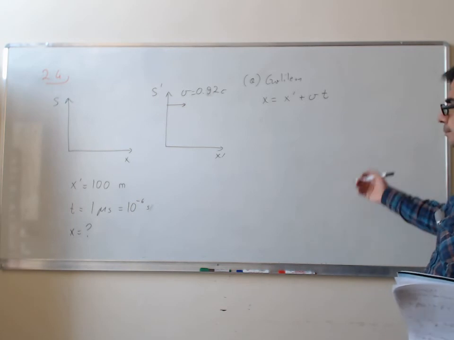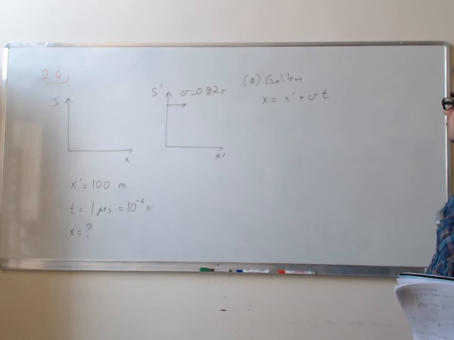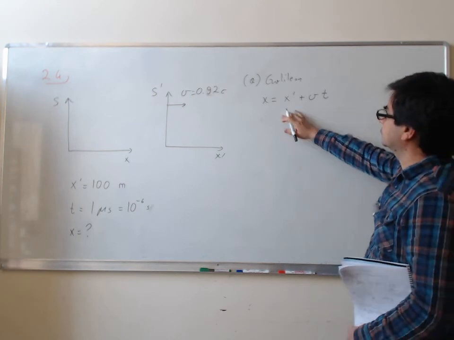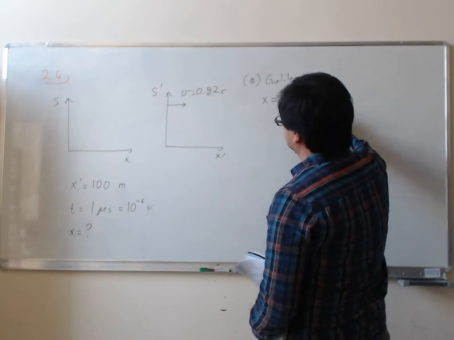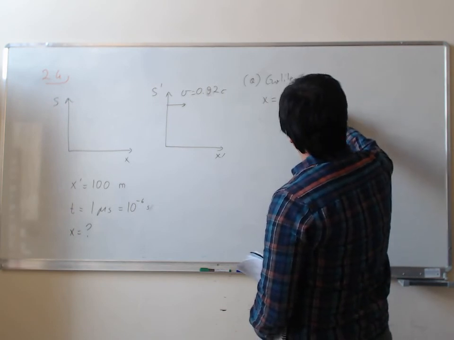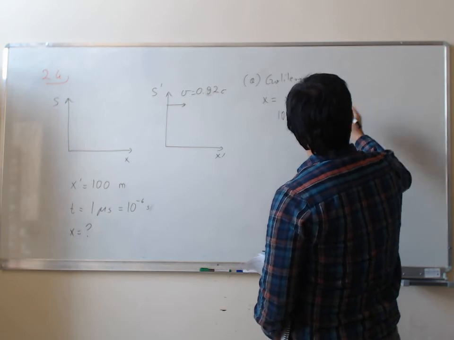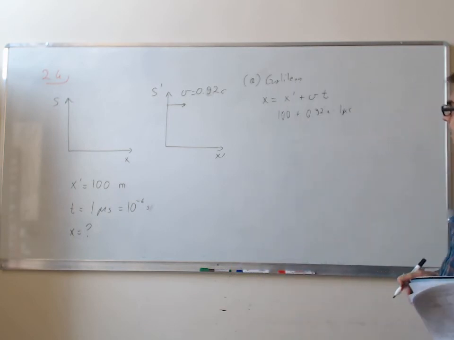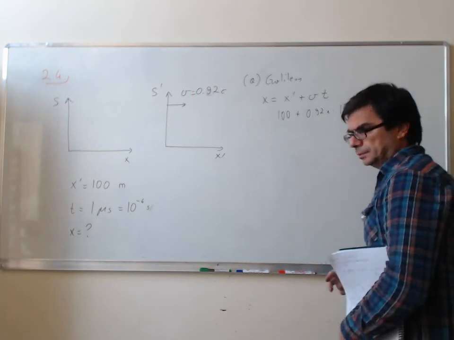But the book uses this notation, so I'm going to stick to that notation. But the Galilean transformation is just 100 meters plus something, right? So it's 100 plus 0.92 c times 1 microsecond, right? Whatever this is. I think it's small. It's something small. Let's calculate it.